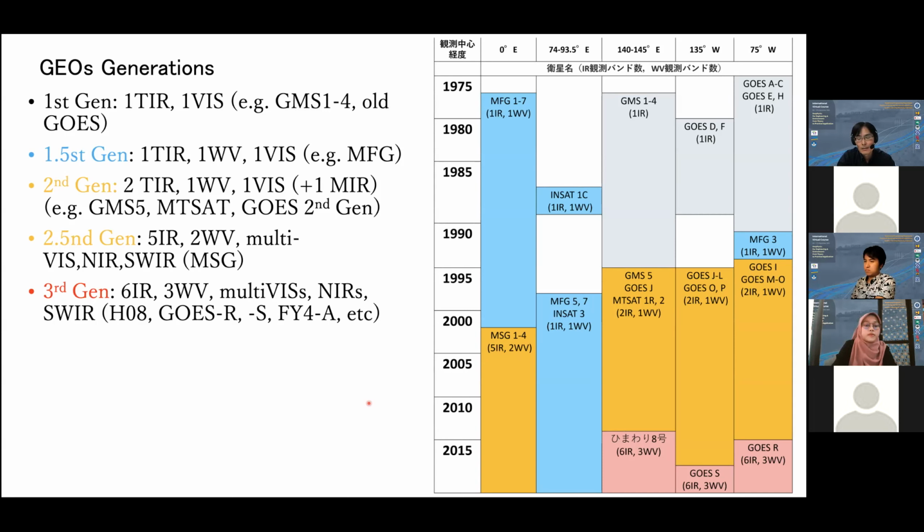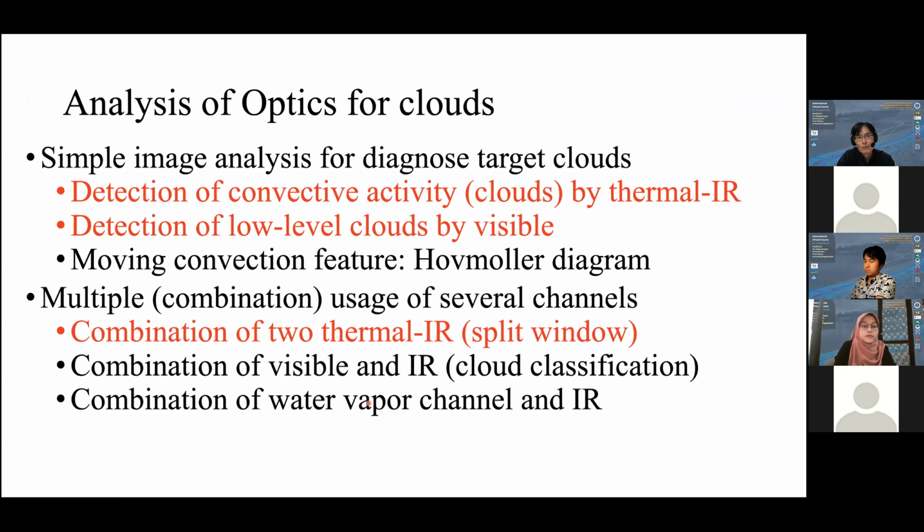So, what I will talk about is how to analyze the optical and thermal infrared bands for weather observations. There are 2 ways, and I will show examples. The first is simple image analysis to diagnose the target cloud. The first one is the detection of convective activities. To say it another way, cloud in the thermal IR.